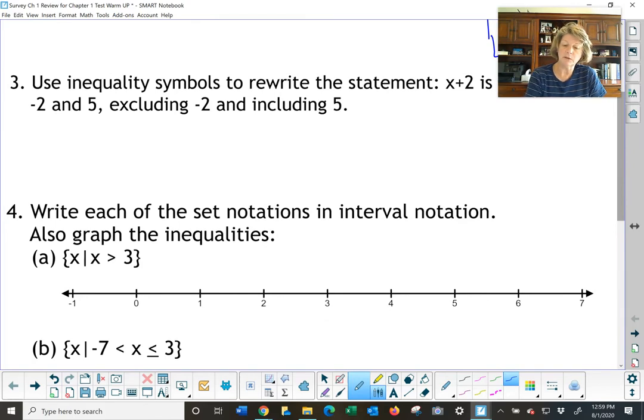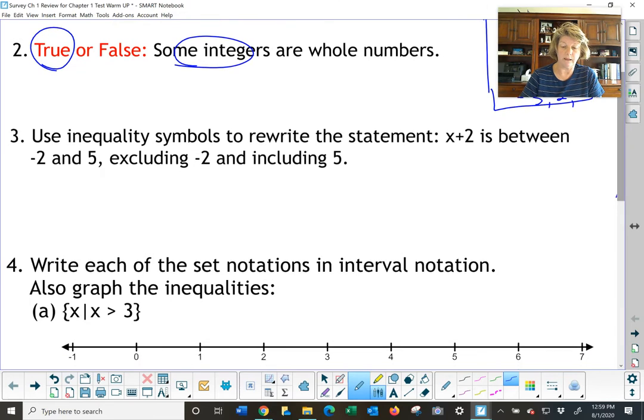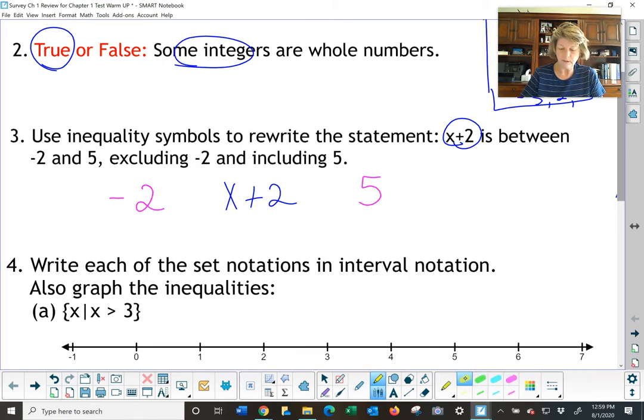Use the inequality symbols to rewrite the statement that x plus 2 is between, okay, so this is going to sit between negative 2 and 5. So I've got some betweenness going on. I'm going to set that up in the middle. And then on the high end, I have 5, so that's going to go to the right. On the smaller side, I have negative 2. And now I've got to come up with some sort of symbol that belongs in here, right, to do that comparison.